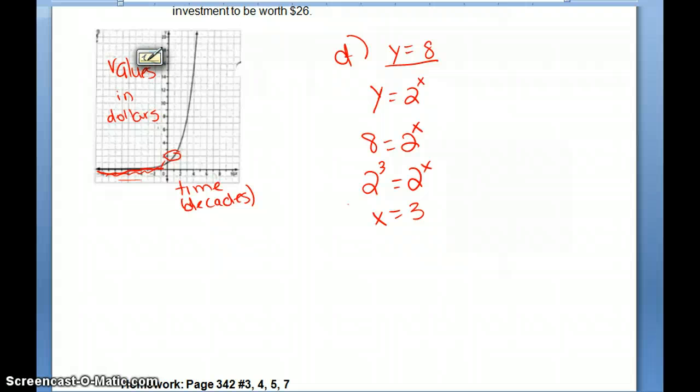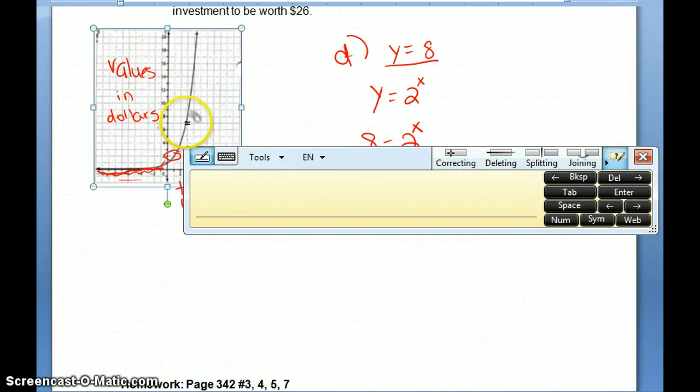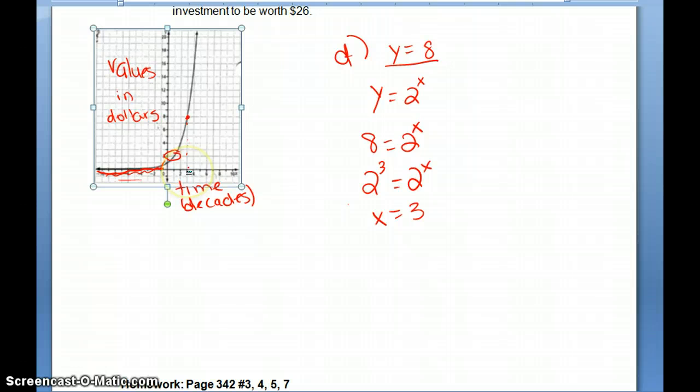And then one thing that we can do there is double check it using your graph. So we're going to go find x is equal to 3. Then you're going to go all the way up until we get to right there. So there we can see that when x is equal to 3, y there is equal to 8. So that means after 3 decades, $1 will be worth $8. That's pretty cool. So after 3 decades or 30 years. Okay, and I guess if you guys want to write the units there, x is equal to 3 decades. So now moving on to E.